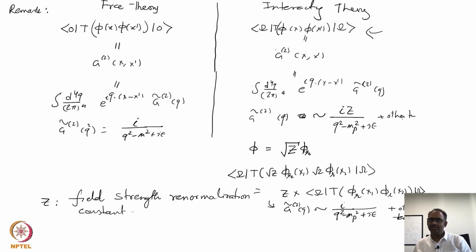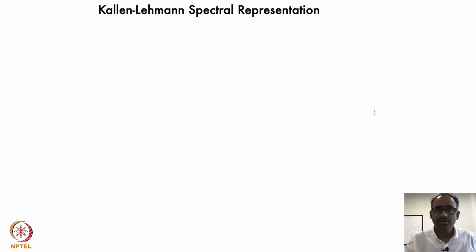Okay. And then there are other terms which are not singular when q squared goes to m_P squared, and this is the result which I want to arrive at now. Okay. And this is what we will start now. So, let us go here.